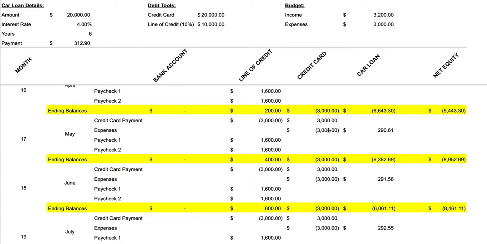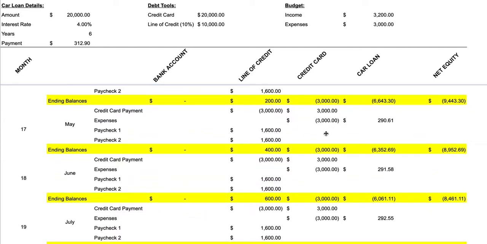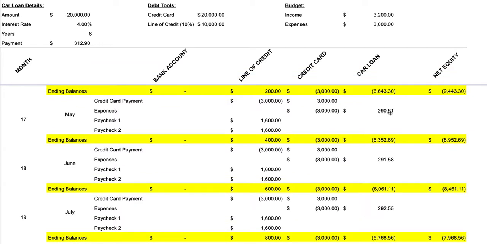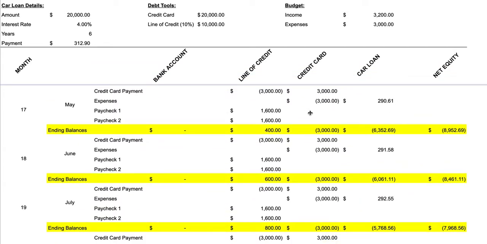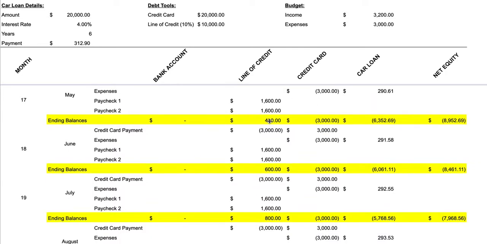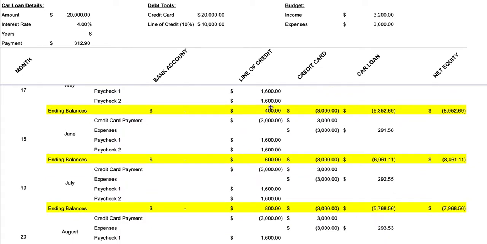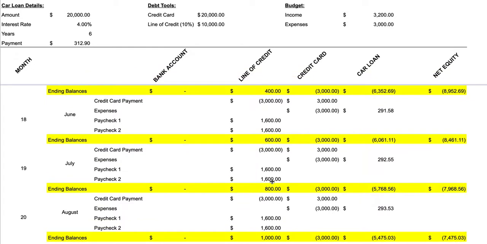Your expenses, same thing. You keep it on the credit card. Part of the expenses is going towards the car loan principal. Your paycheck is going towards the line of credit to keep the balance low. You see, it's just building back up. 400, 600, 800,000. It's building back up.